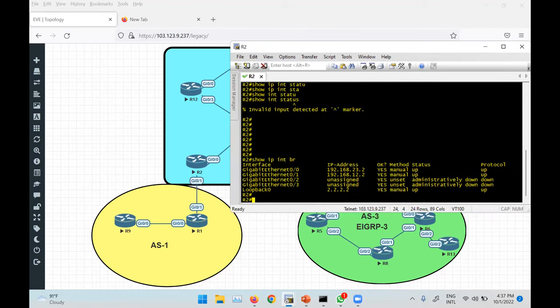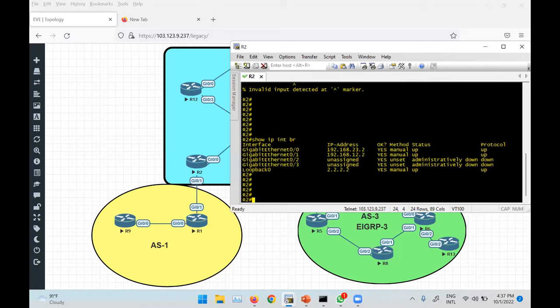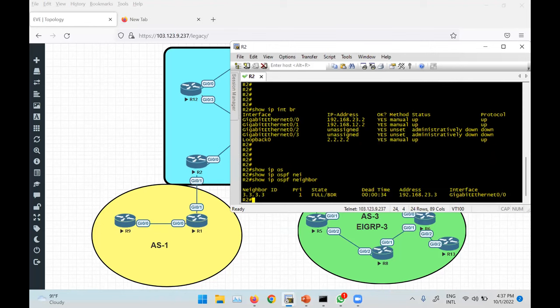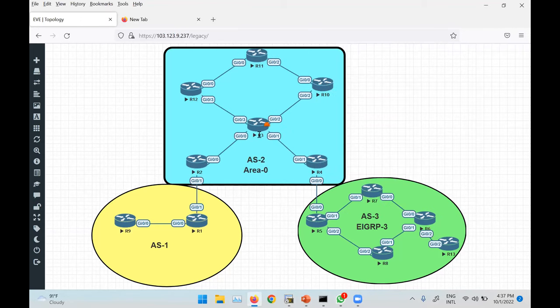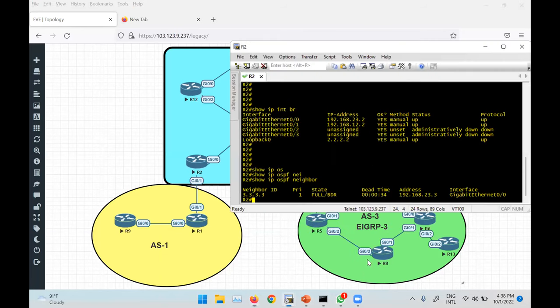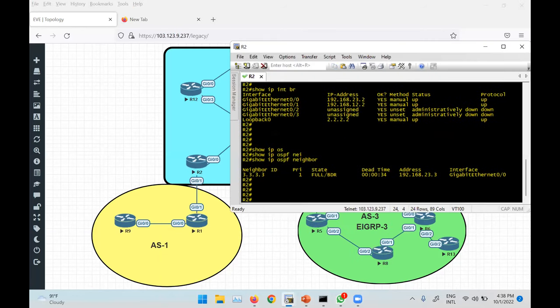So it looks fine at the IP level. Now check the OSPF neighborship. Show IP OSPF neighbor is the command, right? Yes. How many neighbors are you expecting here? Only one, right? Yes. So you are getting only one neighbor, that is 3.3.3.3. So that's fine here.